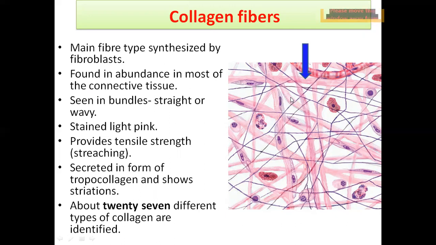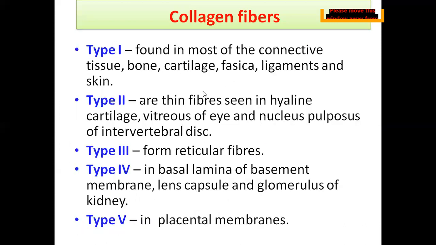Similarly here. About 27 different types of collagen fibers are identified. A few of them we will discuss now. Collagen fiber type 1 is the hardest one, usually found in bone. Try to remember bone, it becomes easy. It is found in most of the connective tissue: bone, cartilage, fascia, ligaments and skin. Wherever strength is required, we have tough collagen fiber bundles.